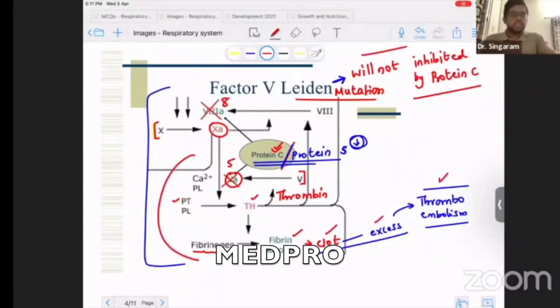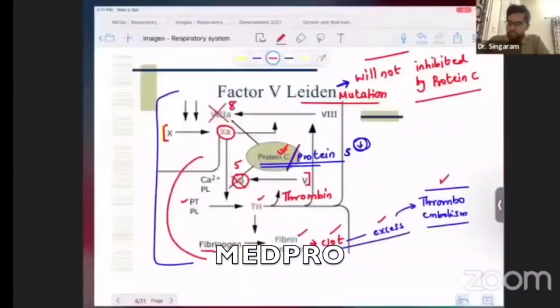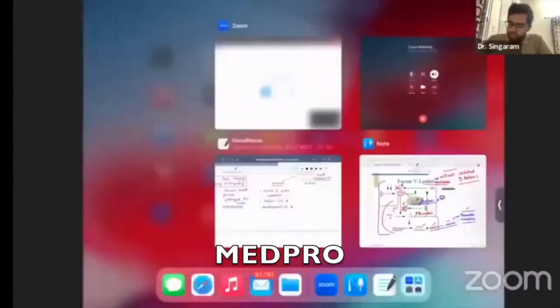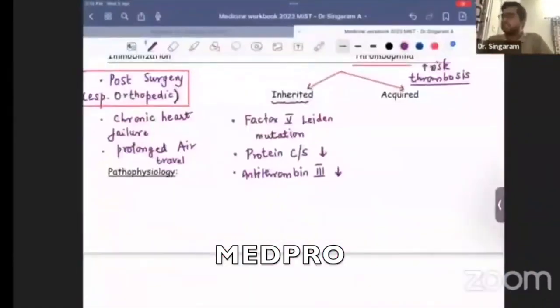That is why we always say that all these problems are going to result in excessive thromboembolism. I hope you are able to understand this. One more point I told you, antithrombin 3. I think all of you must know antithrombin 3. Antithrombin 3 is an anti-clotting protein which will inhibit thrombus formation. When antithrombin 3 is decreased, what is going to happen? Excessive clot will form, and thereby there will be thromboembolism. I hope you are able to understand this.